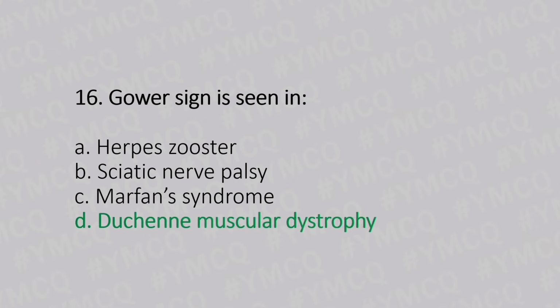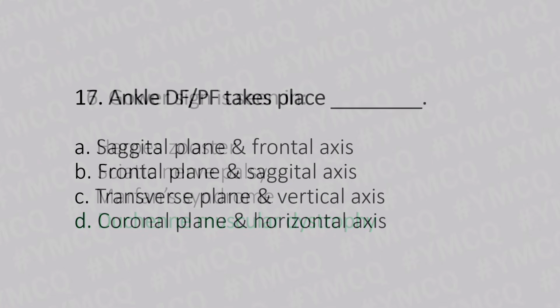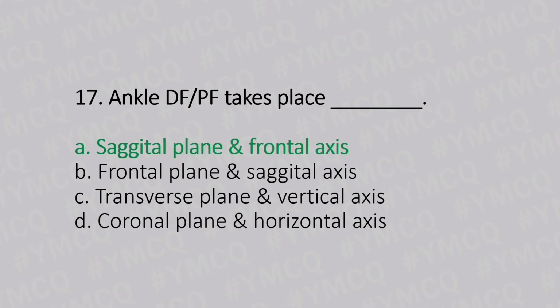Option D, Duchenne's muscular dystrophy. Moving to our 17th question, ankle dorsiflexion and plantarflexion take place in dash. Option A, sagittal plane and frontal axis. Option B, frontal plane and sagittal axis. Option C, transverse plane and vertical axis. Option D, coronal plane and horizontal axis. And the answer is option A, sagittal plane and frontal axis.